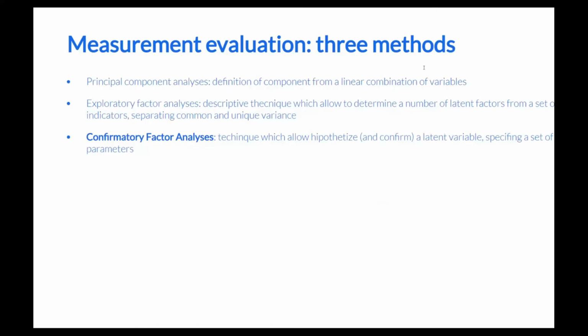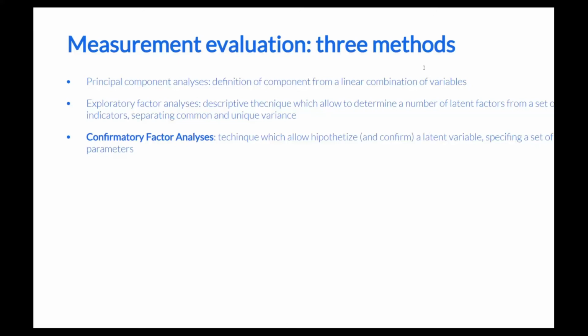Principal component analysis is not exactly a factor analysis. There is a big discussion among some people about whether or not this is a common factor approach. But its main characteristic is the definition of a common component from a linear combination of variables. And there is some difference from the other two approaches. Exploratory factor analysis is a descriptive technique which allows determining the number of latent factors from a set of indicators, separating common and unique variance. And confirmatory factor analysis is a technique which allows us to hypothesize, and hopefully confirm, the existence of a latent variable, specifying a set of parameters.